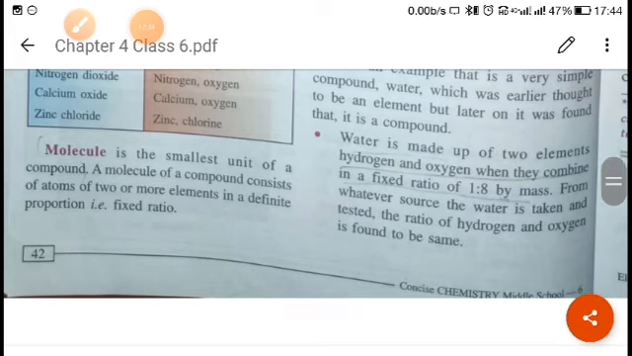Now next we will see molecules. So what are molecules? A molecule is the simplest unit of the compound, and a molecule of a compound consists of atoms of two or more elements in a definite, or fixed, proportion. So the molecule is just the simplest form of a compound. And how is it made? A molecule of a compound consists of atoms of two or more elements in a definite proportion.